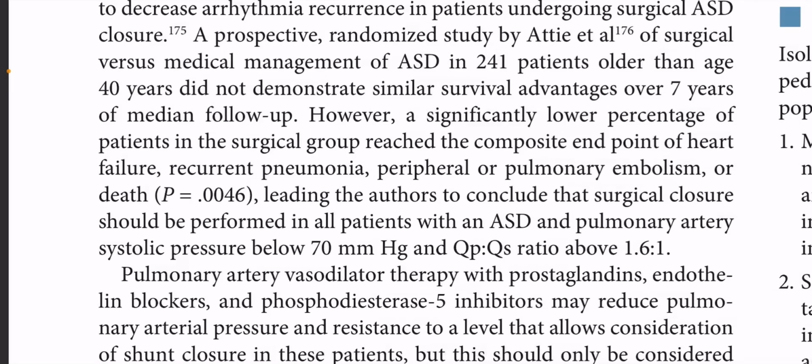However, a significantly lower percentage of patients in the surgical group reached the composite endpoint of heart failure, recurrent pneumonia, peripheral or pulmonary embolism, or death, leading the authors to conclude that surgical closure should be performed in all patients with an ASD and pulmonary artery systolic pressure below 70 mmHg and Qp:Qs ratio above 1.6:1.